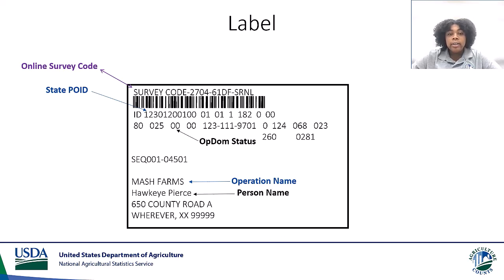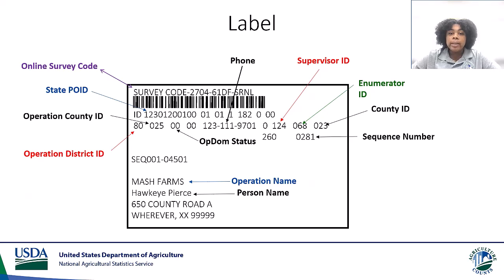In addition, there will be a person/operator name. This is individual, and it is used to identify the contact for this specific POI. There will also be phone numbers located on the labels. These are the phone numbers that we have on file when the label was printed. If we have any additional phone numbers, they will be available in your assignment listing in CAPI. All available information provided on the label can be found in the interviewer's manual.